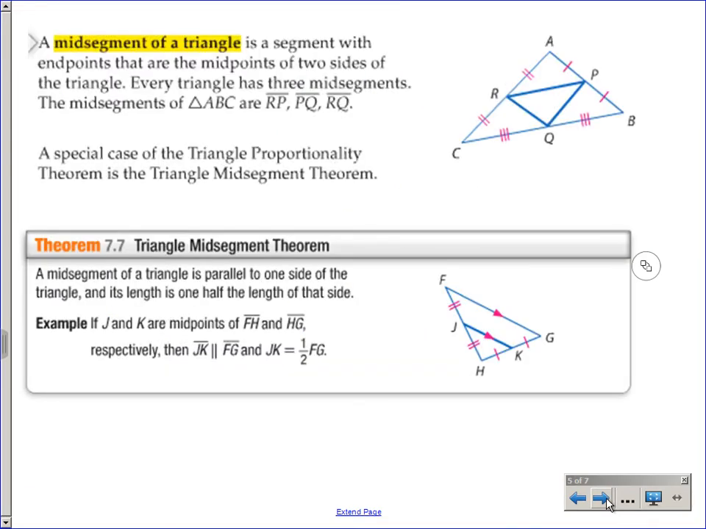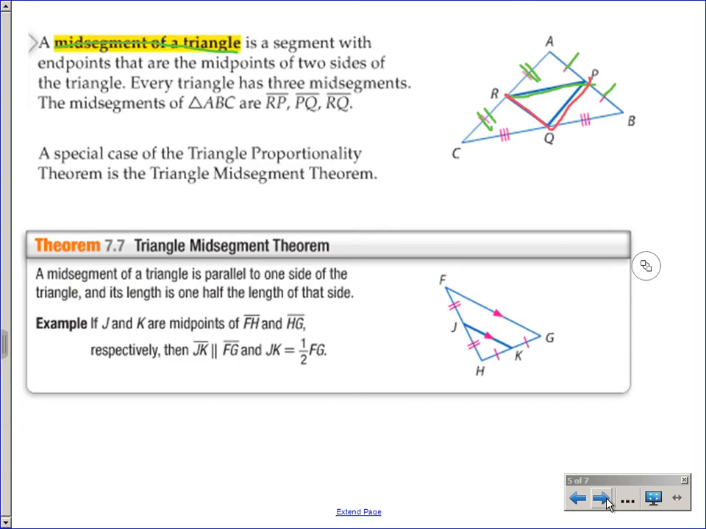And our final theorem is the triangle midsegment theorem. A midsegment of a triangle is a segment with endpoints that are the midpoints of two sides of the triangle. Every triangle has 3 midsegments. So basically what it's saying is, we have a midsegment connecting two sides of the triangle, and it creates congruent segments for the sides of the triangle. There are 1, 2, and I'm going to do it in pink again, 3 different midsegments. So basically we can create a smaller triangle within the bigger triangle.